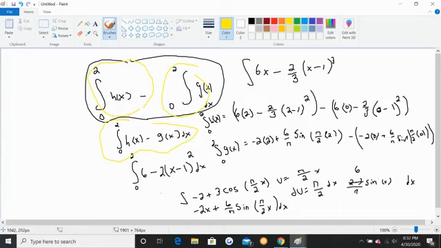So what we have to do is we take this whole expression here, and we subtract from it this whole expression.